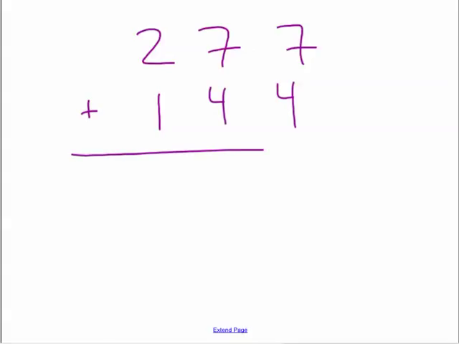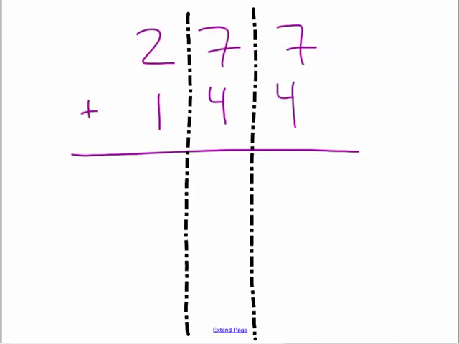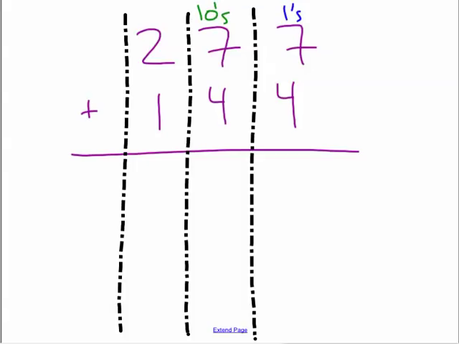Let's go ahead and try another problem to increase our exposure. For instance, if we had the problem 277 plus 144. Again, it's really important and super helpful if we go ahead and draw out columns when we use the column addition method. Again, starting in the ones place, tens place here, and the hundreds place here.